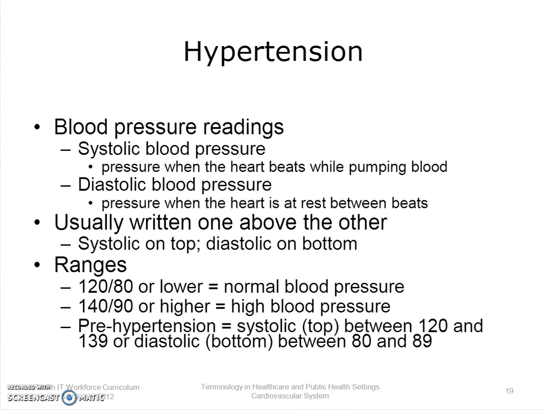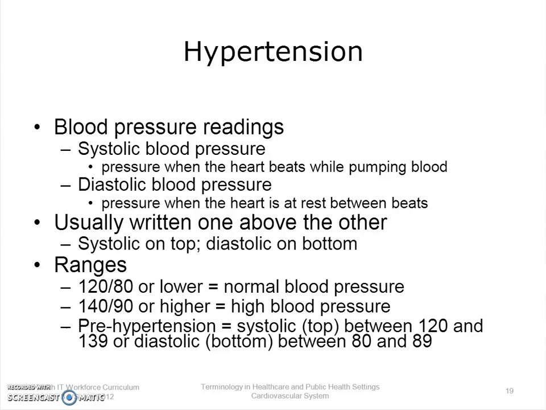The diagnosis of hypertension is based on blood pressure readings. Blood pressure readings use two numbers, the systolic and diastolic pressures. Systolic pressure is the pressure when the heart beats while pumping blood. Diastolic pressure, in contrast, is the pressure when the heart is at rest between beats. The resulting pressure readings are usually written one above or before the other.